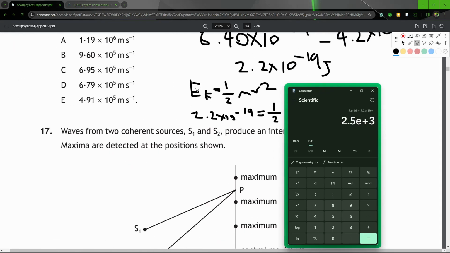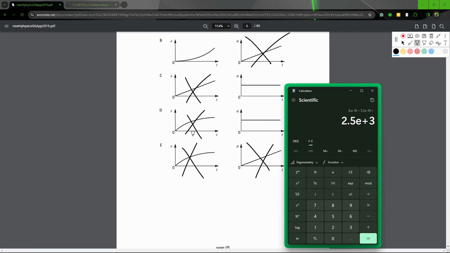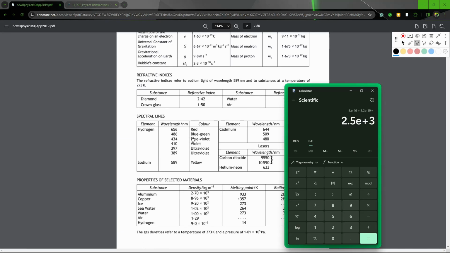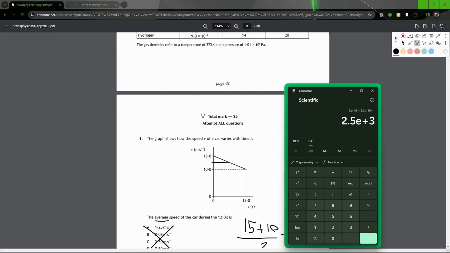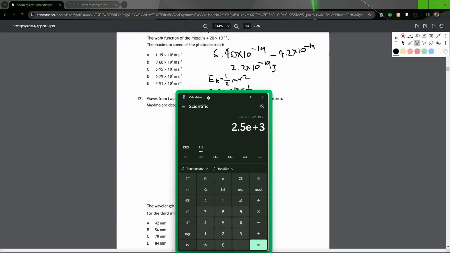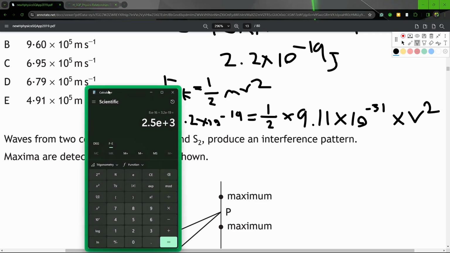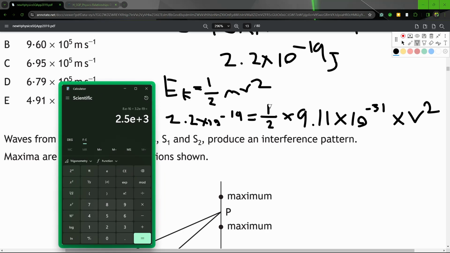And then, well, what's the mass of this? Well, it's an electron. So if we go all the way up here, it'll tell us the mass of the electron. Here we go, 9.11 times 10 to the minus 31. And then we don't know the velocity. So if you rearrange that, we basically just divide this number by these two numbers, and then we square root it to get the velocity. Yeah, let's go and get cracking on that.